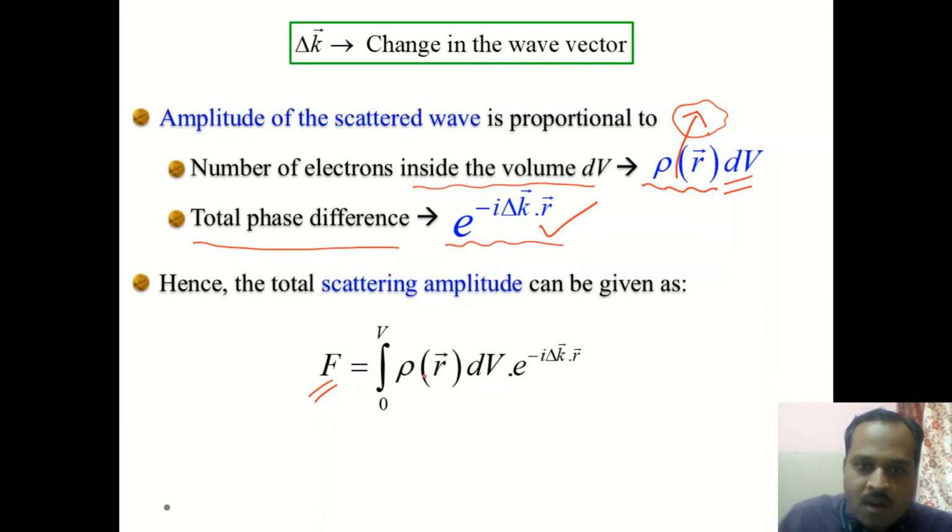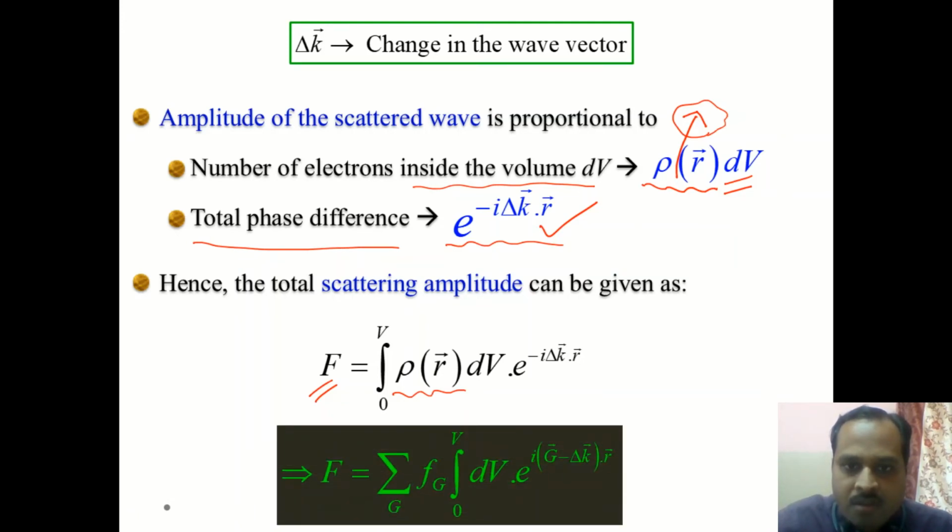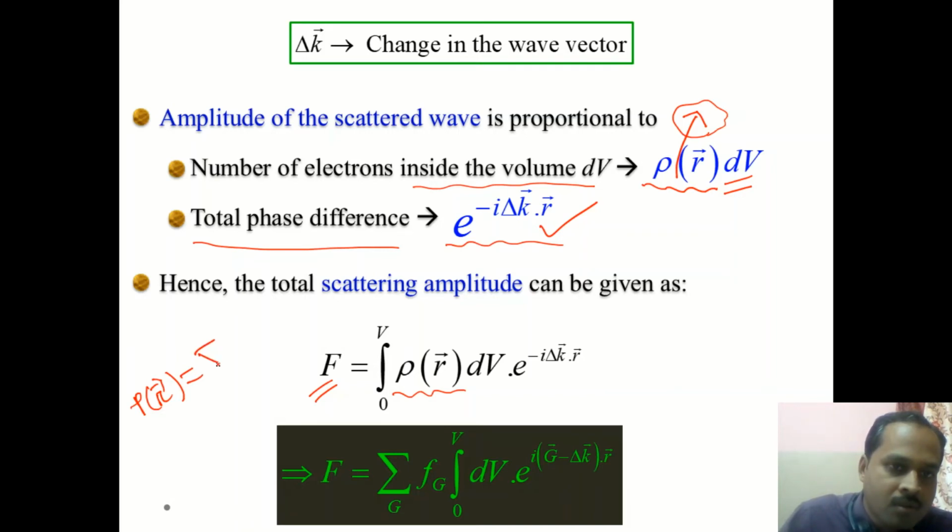And now let us apply the relation that we had obtained for rho r in terms of the corresponding reciprocal space vector. In the last class we had seen that rho r can be written as the summation over G of f G times exponential i G dot r.